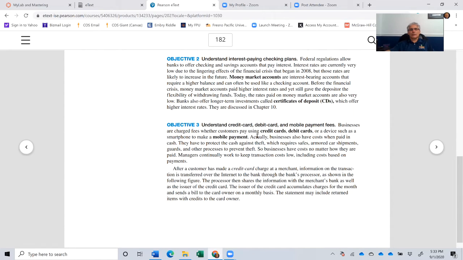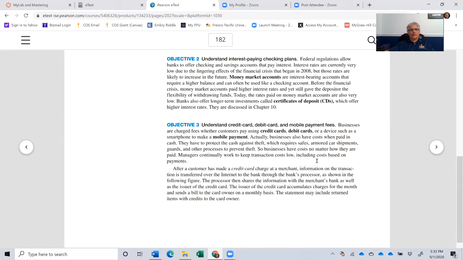Okay, most of you are familiar with how credit cards work, debit cards, and even how mobile payments work. You're essentially making payments through apps on your mobile device. Many banks have the ability to pay through mobile devices. Many people have accounts such as Venmo, where you can actually pay other individuals directly rather than carrying around cash.